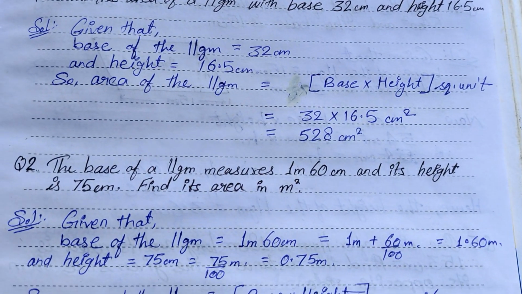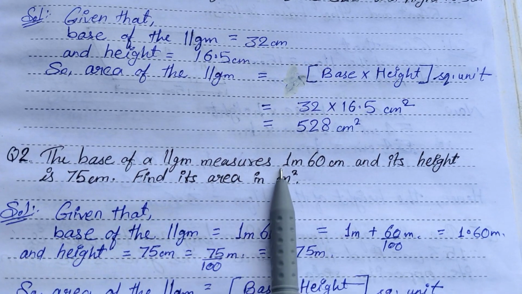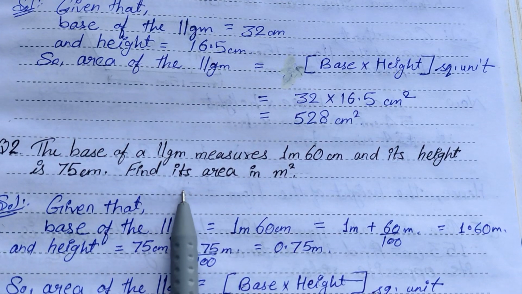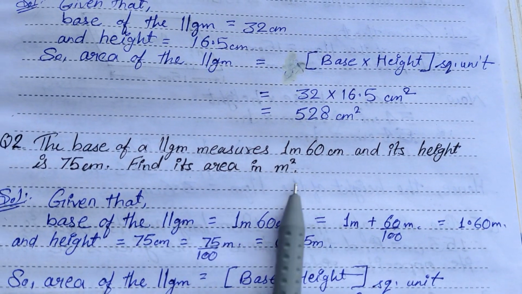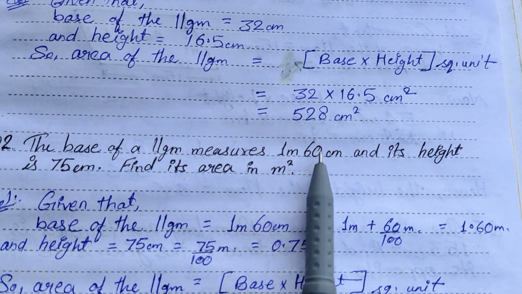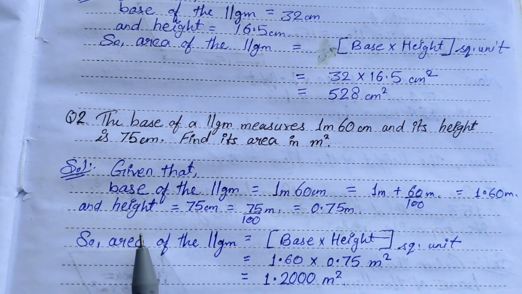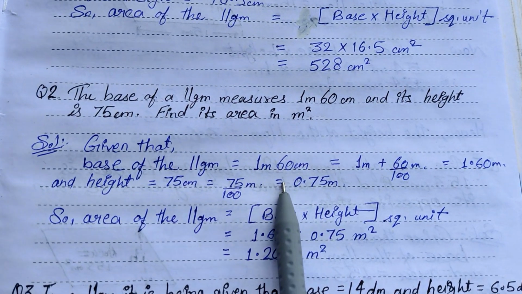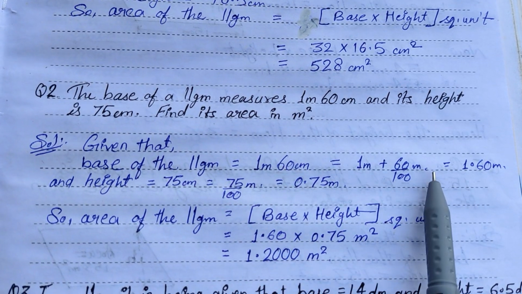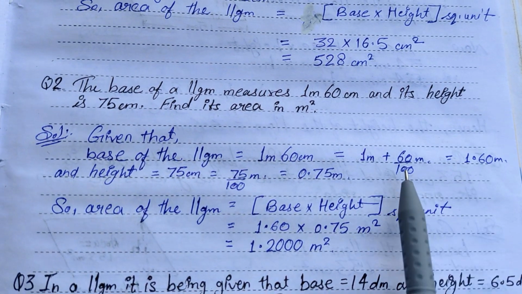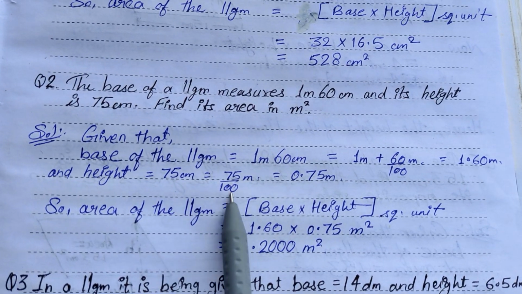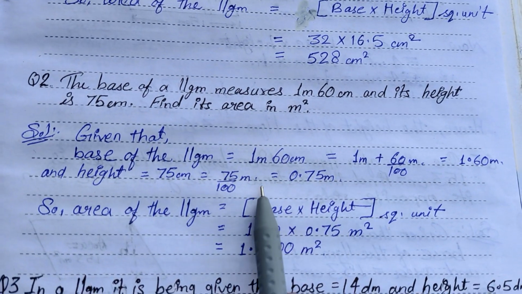Now see the second one. The base of a parallelogram measures 1 meter 60 centimeter and its height is 75 centimeter. We have to find its area in meter square. So we have to convert the whole unit into meter. Given that the base is 1 meter 60 centimeter, so converting the centimeter into meter by dividing by 100, we have 1.60 meter as the base. The height is 75 centimeters, dividing by 100, we get 0.75 meter as height.